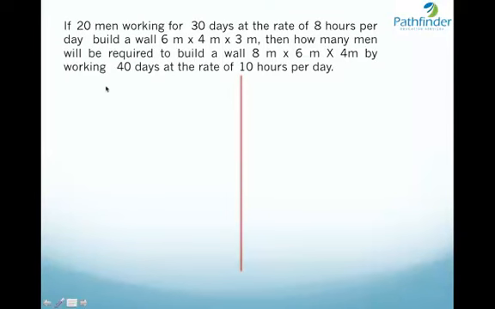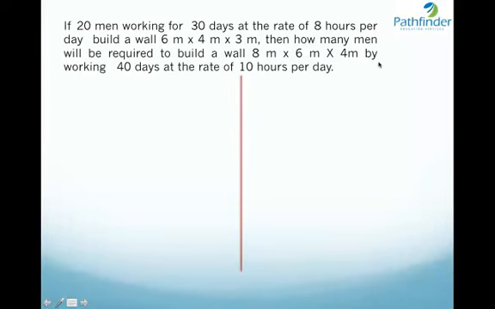20 men working for 30 days at the rate of 8 hours per day build a wall 6 meter by 4 meter by 3 meter. Then how many men will be required to build a wall 8 meter by 6 meter by 4 meter working 40 days at the rate of 10 hours per day? Again, there are two situations here. In the first situation, 20 men work for 30 days at the rate of 8 hours per day and their output is a wall that is 6 by 4 by 3 meter. In the second case, you do not know the number of men, but they work for 40 days at the rate of 10 hours per day and their output is 8 meter by 6 meter by 4 meter.